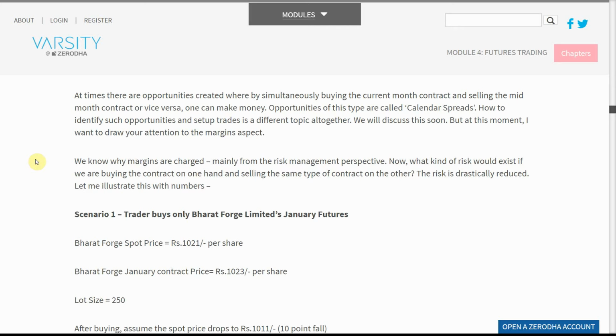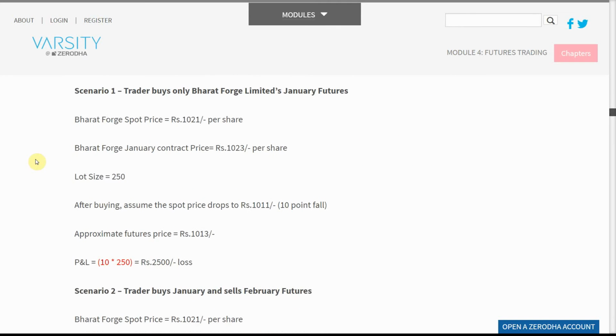Scenario 1. Trader buys only Bharat Forge Limited's January futures. Bharat Forge spot price equals 1021 rupees per share. Bharat Forge January contract price equals 1023 rupees per share. Lot size equals 250. After buying, assume the spot price drops to 1011 rupees, a 10-point fall. Approximate futures price equals 1013 rupees. P&L equals 10 * 250 equals 2500 rupees loss.